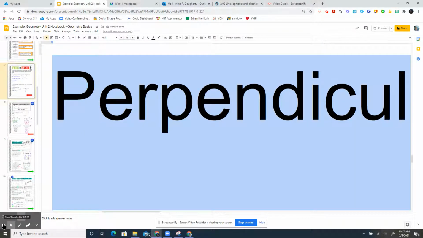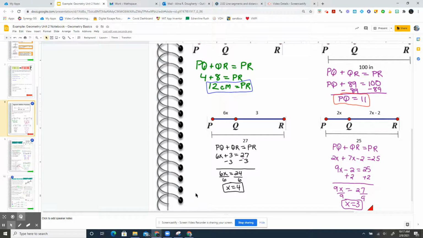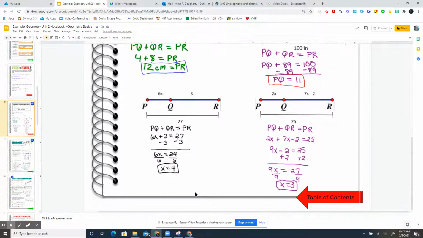Let me pause that and fix it. Thanks for being patient, guys. That's what happens when I still have my magnifying tool instead of my pointer tool.